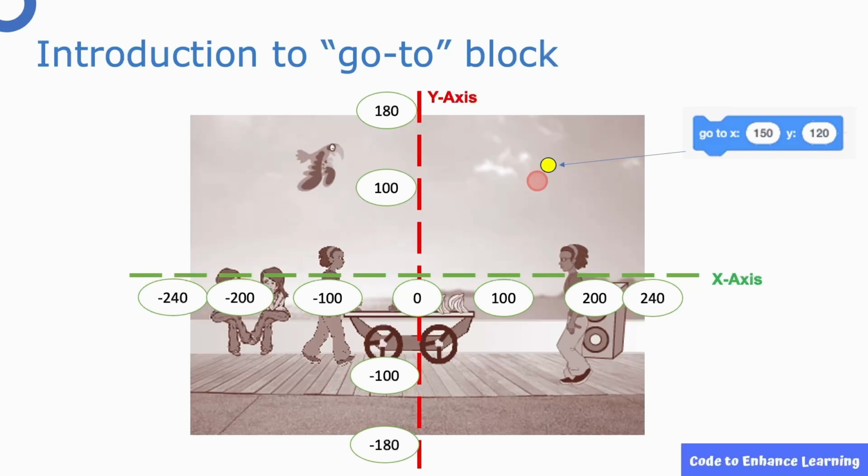Let us try one more location. Here the x value is 191, which will be somewhere here. The y value is minus 142, which will be in between minus 100 and minus 180 approximately. So our location will be somewhere here. Let us check. Once again, we have the right location. This is how the goto block helps us to go to particular locations on the screen.